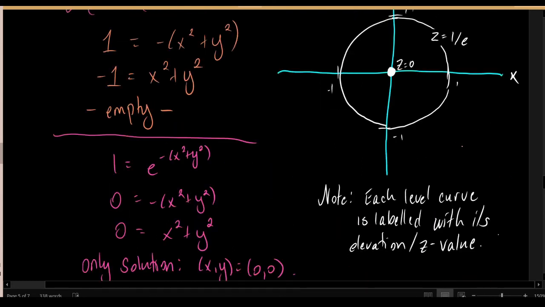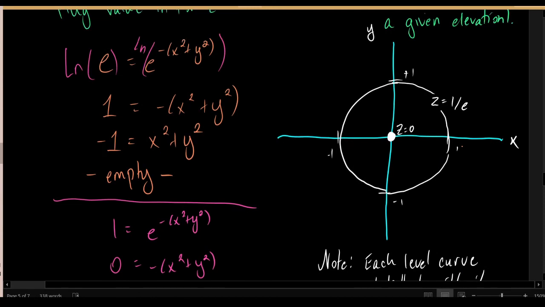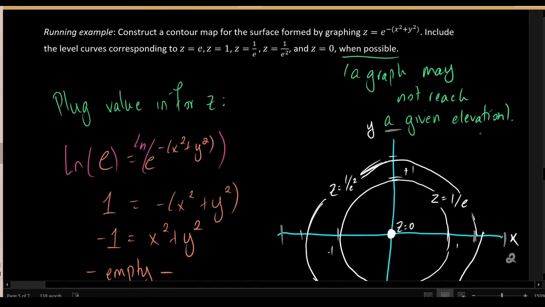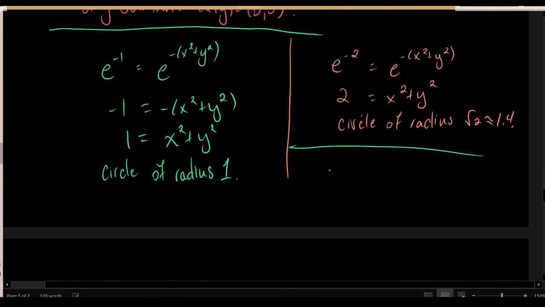How would I indicate this on the contour map? I would draw a circle whose radius was approximately equal to 0.14. And here is z equals 1 over e squared. Something like that. And finally, we're asked about z equals 0.